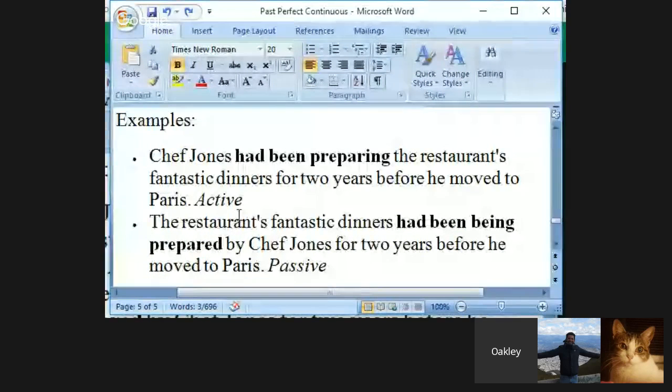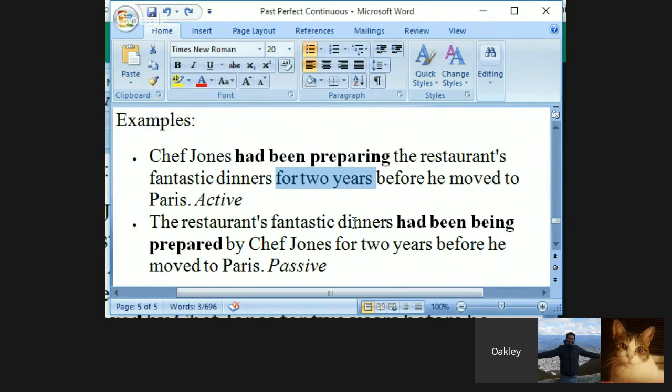Okay, let's look at passive examples and see if we can try this out as well. All right, so far in the class we've only looked at active sentences. Okay, Chef Jones, he's doing the action, he's the subject, had been preparing, object, the restaurant's fantastic dinners, and here's our duration for 2 years before he moved to Paris. All right, standard active sentence example.